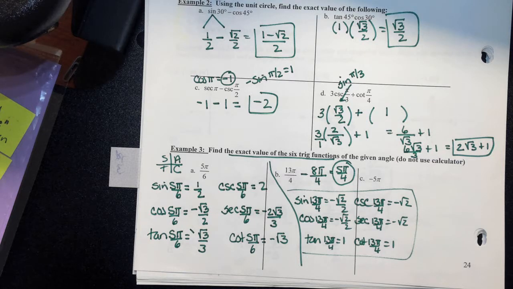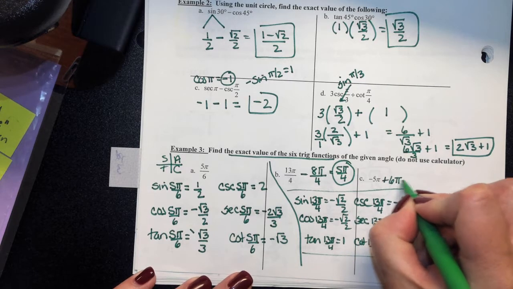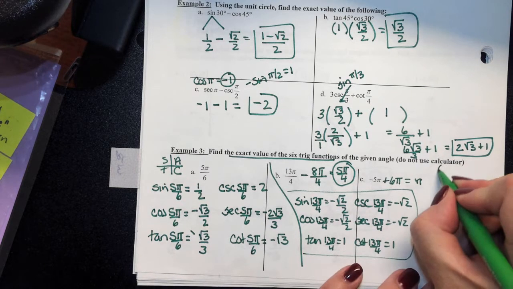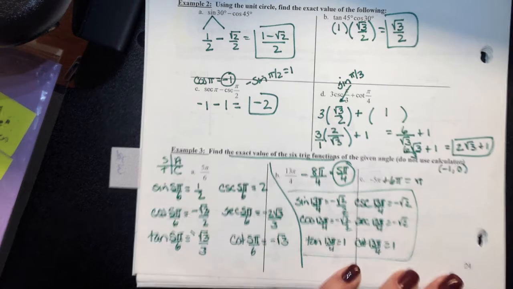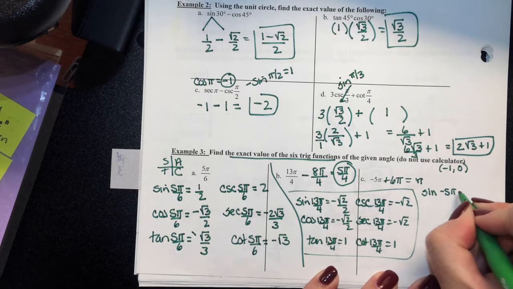Okay. Negative 5 pi. On the unit circle, where is the location going to be for negative 5 pi? It's going to be at which angle? It's going to be the same as what? Pi. Because again, I can add 6 pi. I can add 2 pi 3 times. So if I add 6 pi, that's going to put me at pi, which, like you were mentioning, is the ordered pair -1, 0.